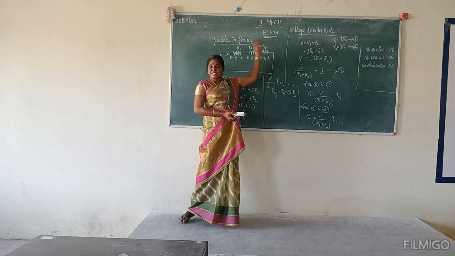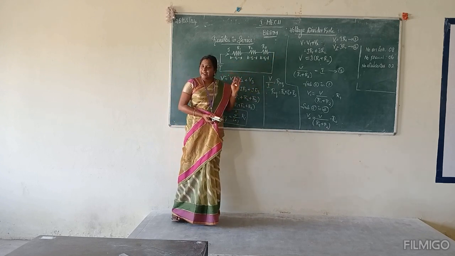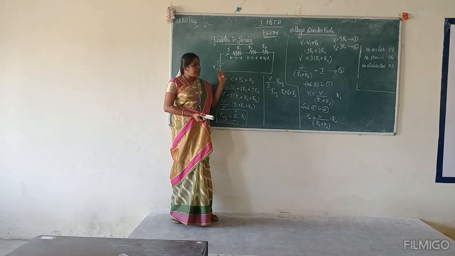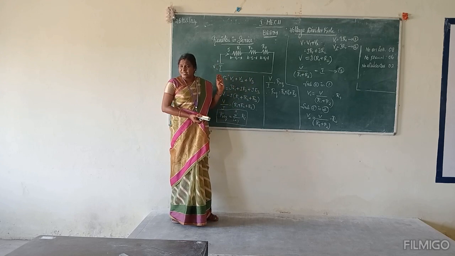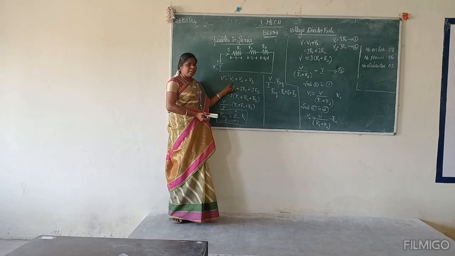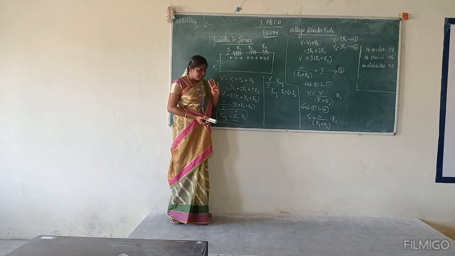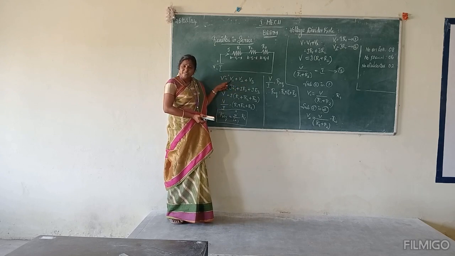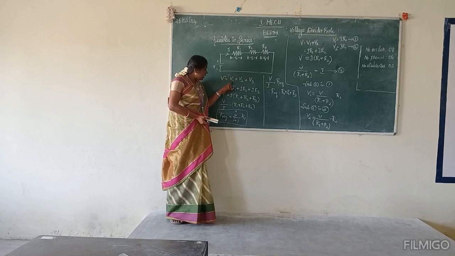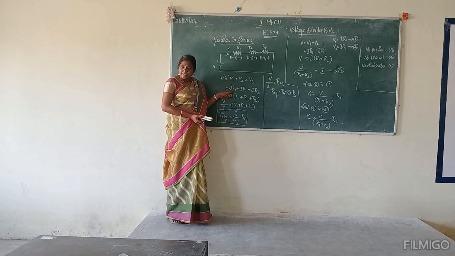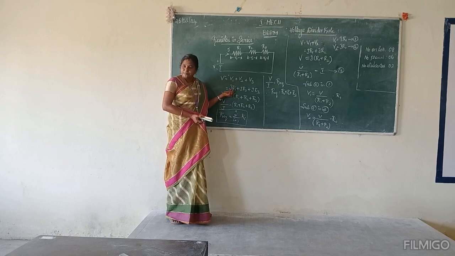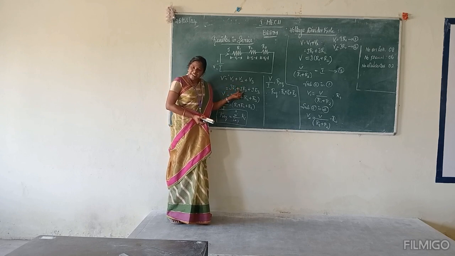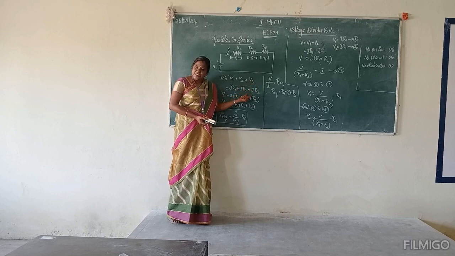However many resistors I have in series, that many voltage drops I can add here. Suppose I have 3 resistors, 3 voltage drops, so I just add them: V is equal to V1 plus V2 plus V3, right? What is voltage? According to Ohm's law, V is equal to I into R. So the voltage drop in the first resistor is I into R1, in the second resistor I into R2, and in the third resistor I into R3.